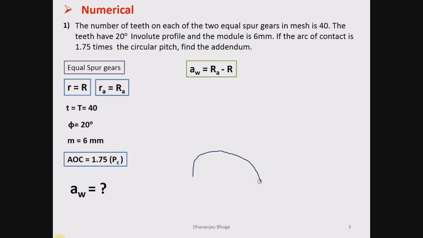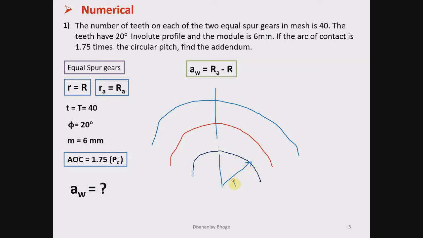What is this? Root circle or dedendum circle. What is above that? Pitch circle, correct? And above that? Addendum circle, correct? And this is the center line. What is this? Addendum circle radius. Now, sorry, dedendum circle radius. This is dedendum circle radius, R D, correct?